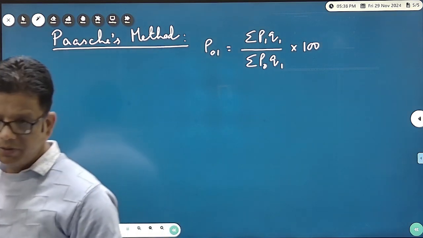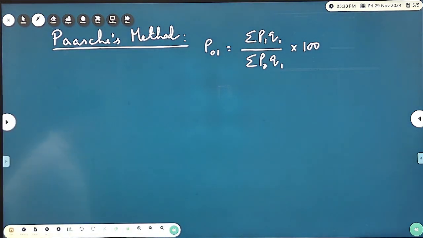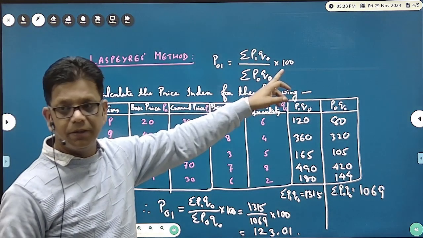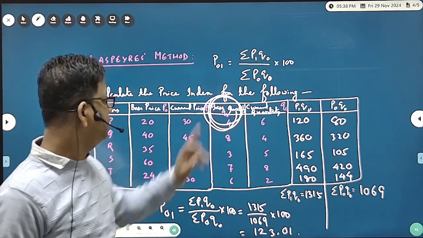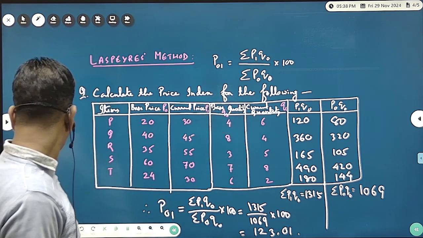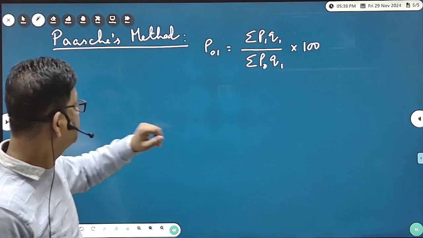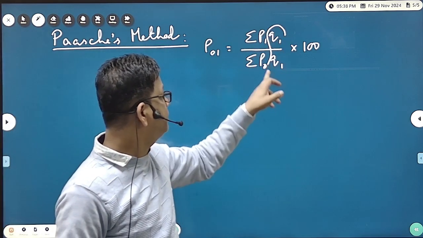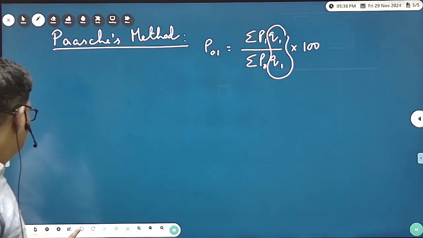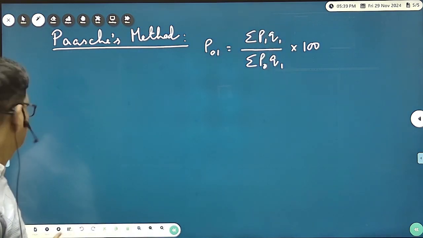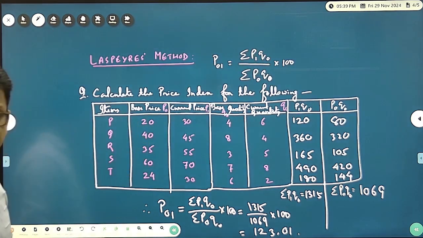I think it is okay. So what difference can you see? In the previous method, that means Laspeyres' method, what did he do? He was taking only Q naught, that means the base quantity. Could you understand? But now here, by Paasche's method, this time the current quantity is taken. That is the difference.